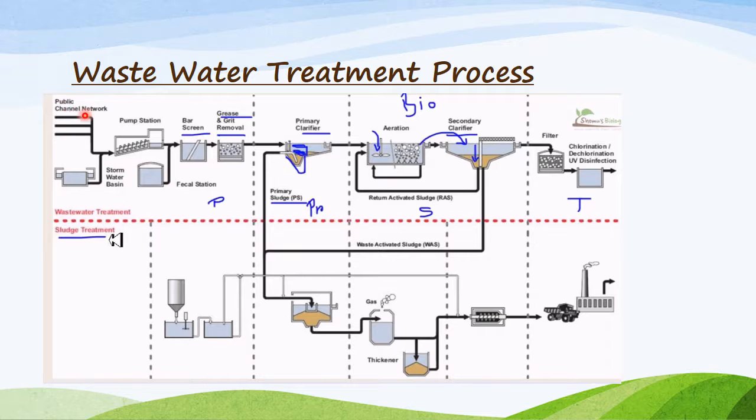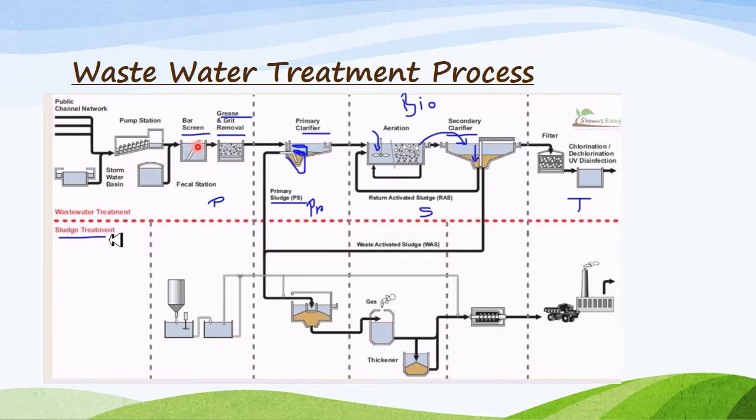Wastewater coming from the public channel network and stormwater are collected at a pumping station, and fecal contaminated wastewater is collected separately because it contains a lot of solids. From this pumping station, wastewater is pumped to the first preliminary treatment. It is called bar screen treatment. In this bar screen treatment, large debris particles are removed.